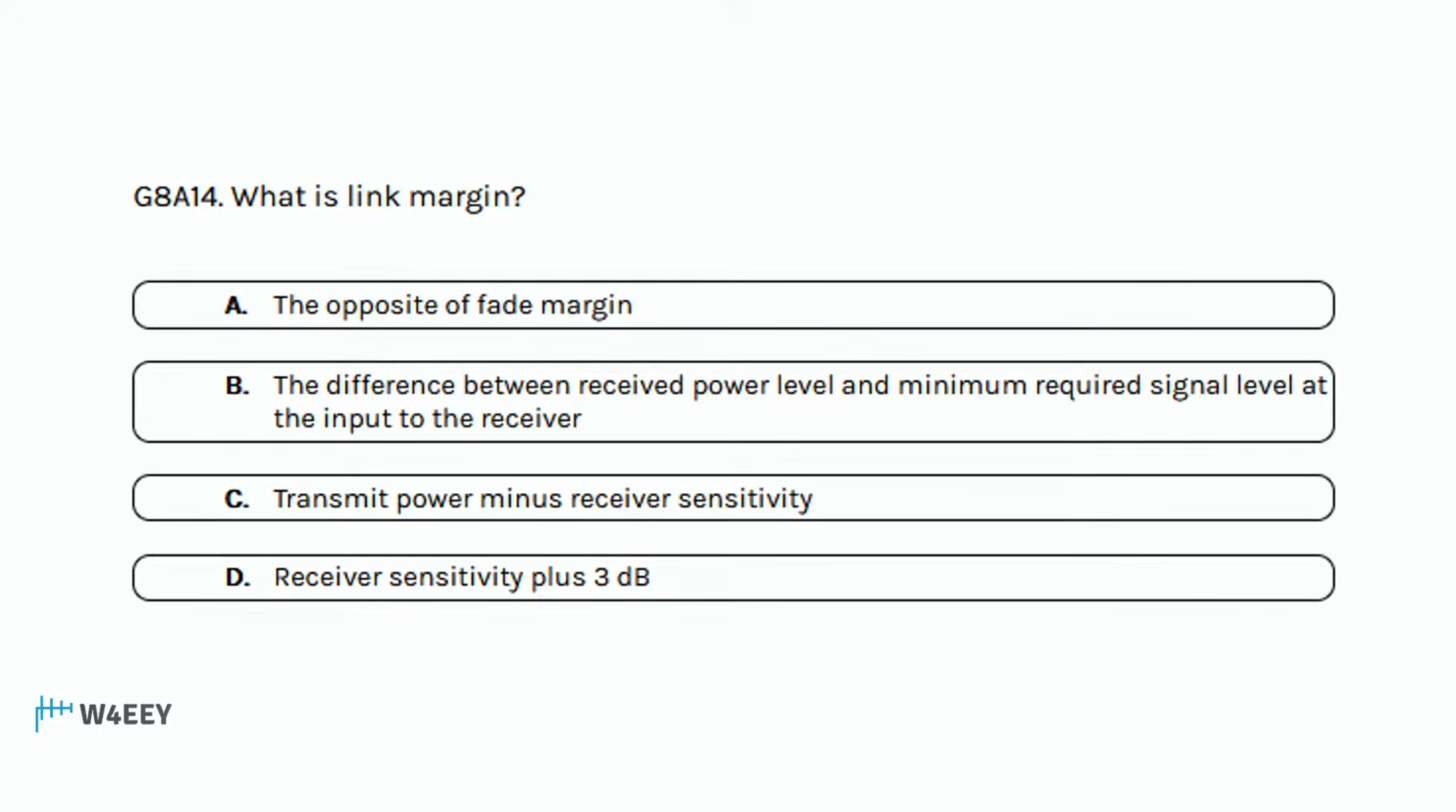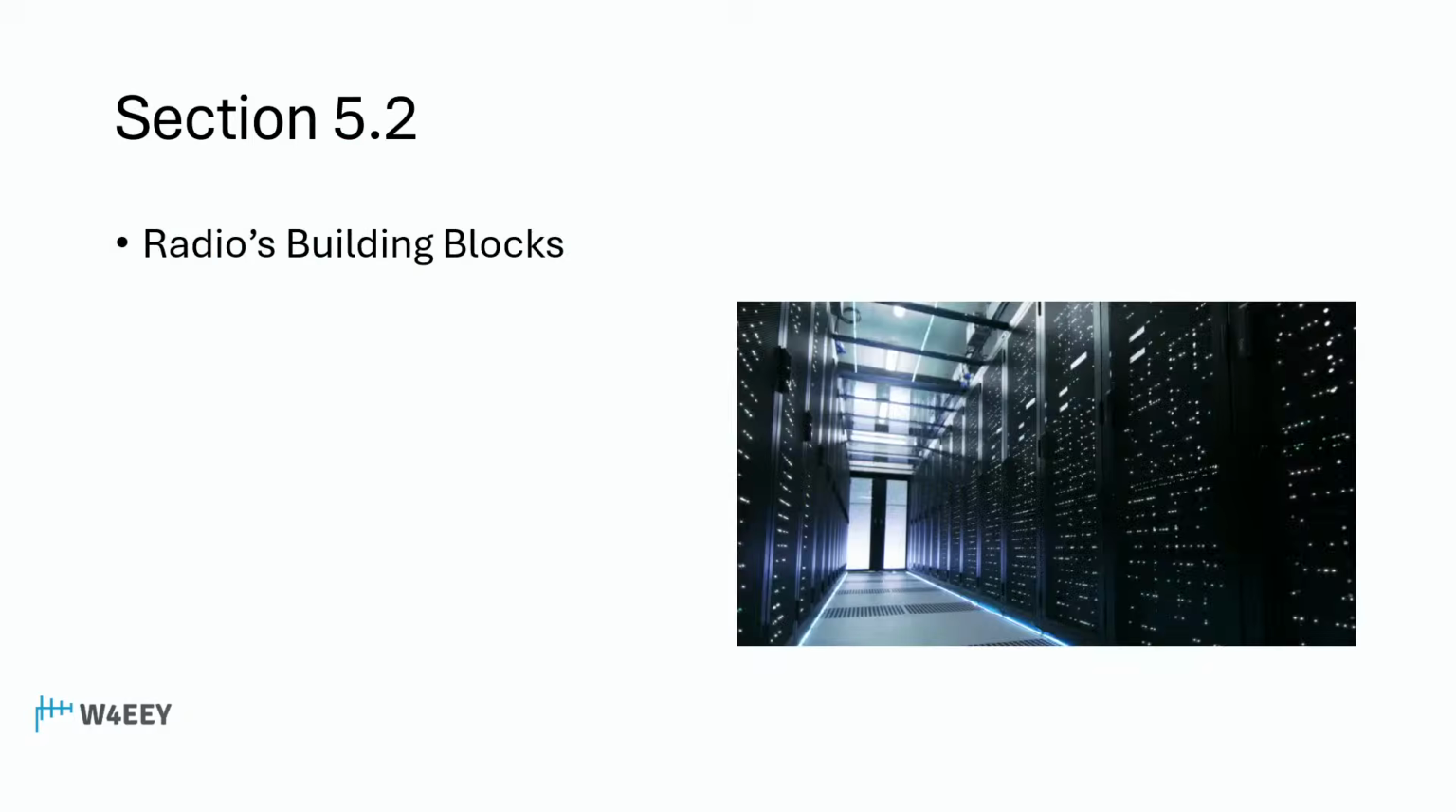All right. And what is link margin? Bravo. It is. It's the difference between received power level and the minimum required signal level at the input to the receiver. So if you get a stronger signal than you need, you've got a margin of error. All right. What was the answer? Yeah, section 5.2 it is. So, radio's building blocks.